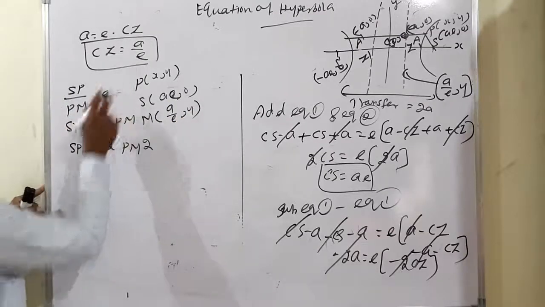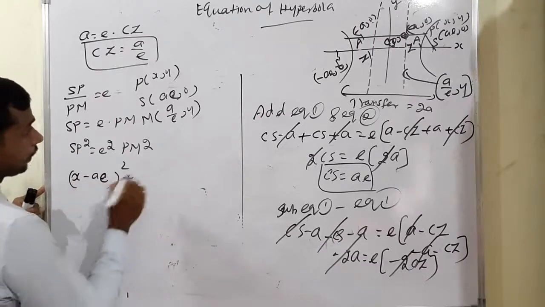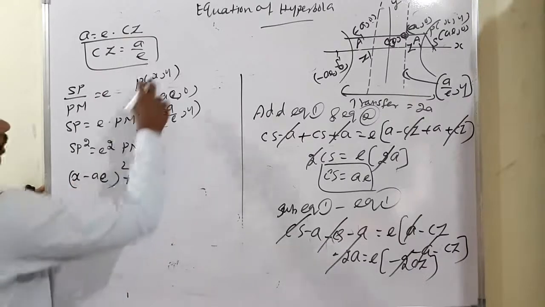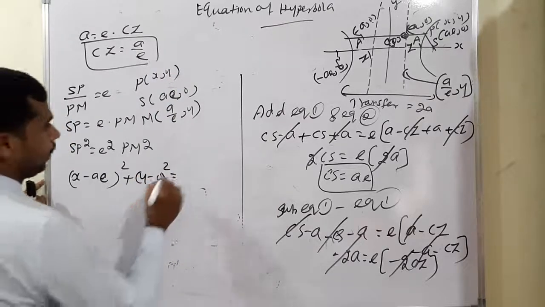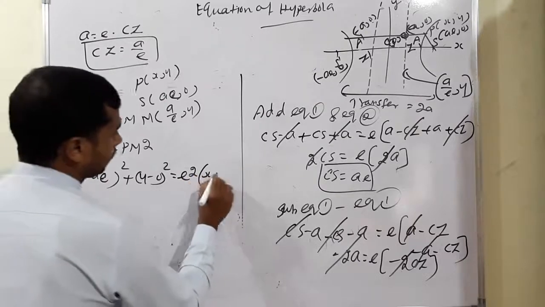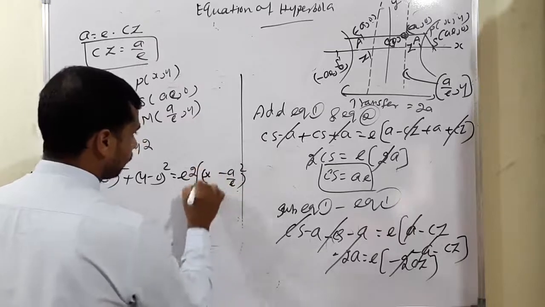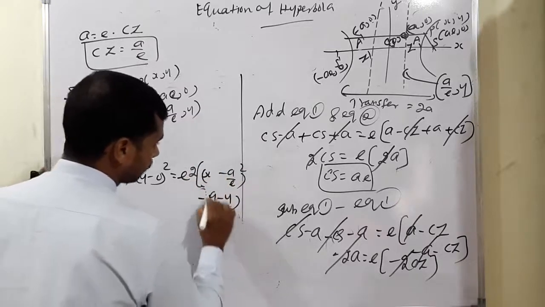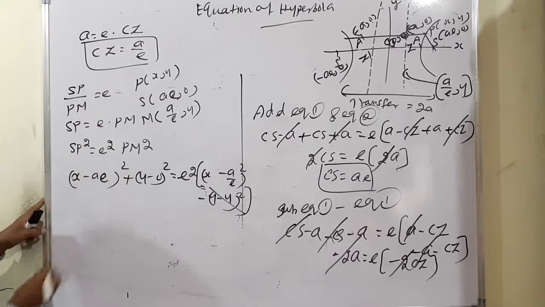Therefore, the distance from S to P gives x minus AE the whole square plus y minus 0 the whole square, is equal to E square into PM square, that is x minus A by E the whole square, plus y minus y the whole square, which we can cancel. Again, A minus B the whole square is A square minus 2AB plus B square.